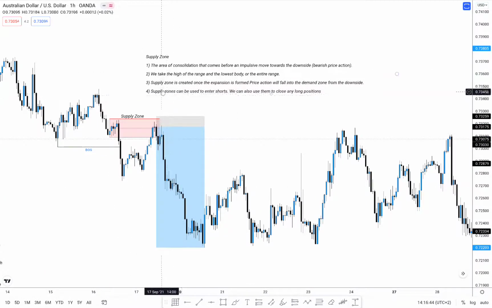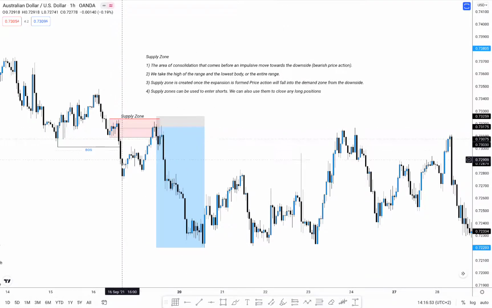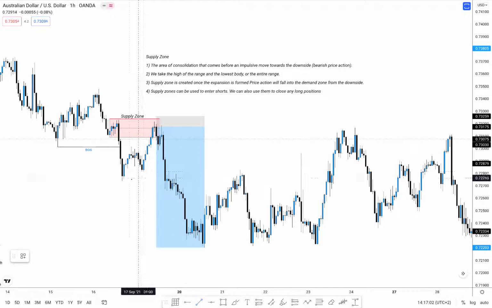And then from there, the supply zone is created once the expansion is formed. Price action will fall into the zone from the downside, right? So you can clearly see price pushes down, and then from there it will fall into it from the downside and then create the next expansion, breaking structure once more to the left, guys. You see, bam.